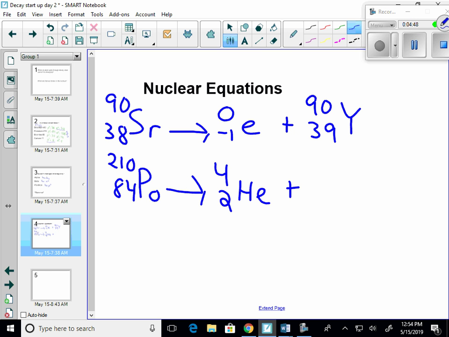What element was that? We're going to give you 15 seconds. Figure out the mass. Figure out the atomic number. Find the symbol.